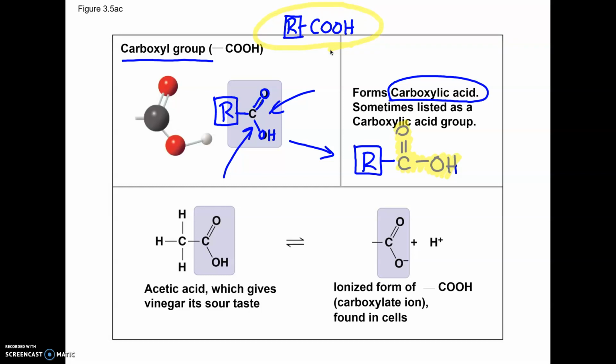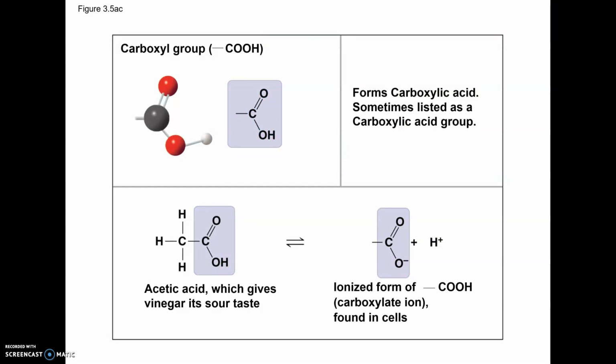And the picture at the bottom is showing acetic acid, which is what vinegar is composed of. And it's showing how a carboxyl group can behave as an acid, how it can give away a hydrogen. And remember, that's our definition of acids. They are things that give up hydrogens in solution. All right, so that's our carboxyl or carboxylic acid group.